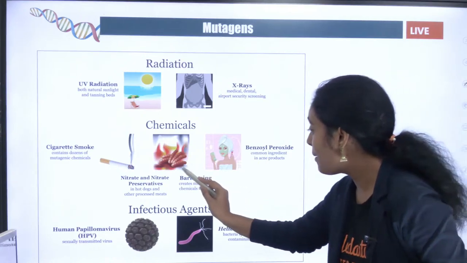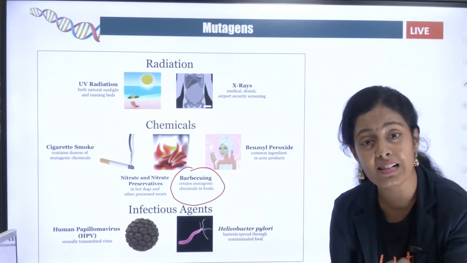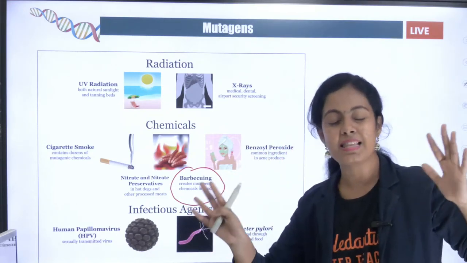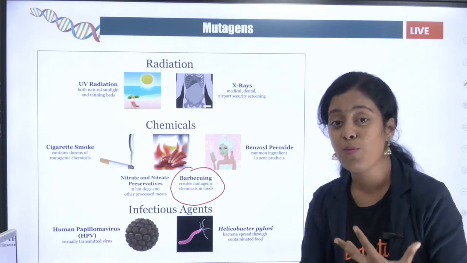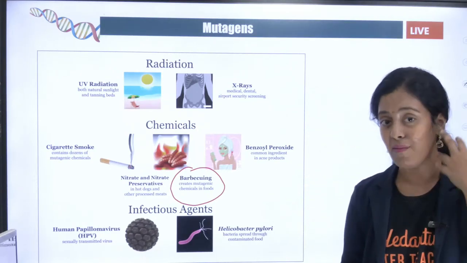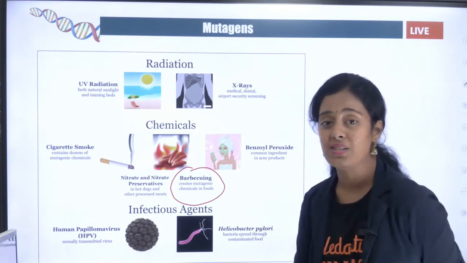I told you, barbecuing. It creates mutagenic chemicals in the food. People think barbecue is very fine, once in a while it's completely okay, but if every day you're getting exposed to that barbecued food... I'm not just talking like that. I have read it, so I'm just trying to share it with you. Yes, cancer causing agents are called carcinogens.